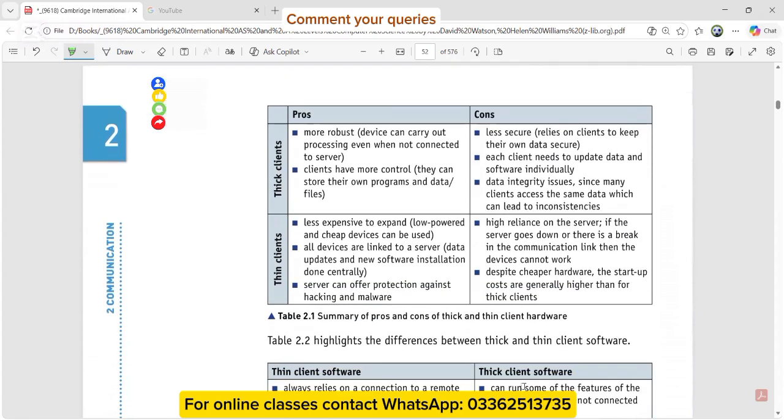Now, pros and cons. Thick clients are more robust devices and have more control. I, being a thick client, have more resource control as compared to the thin client. But it is less secure because it relies on the clients to keep their own data secure. Each client needs to update data and software individually. Data integrity issues are going to be there in the thick client.